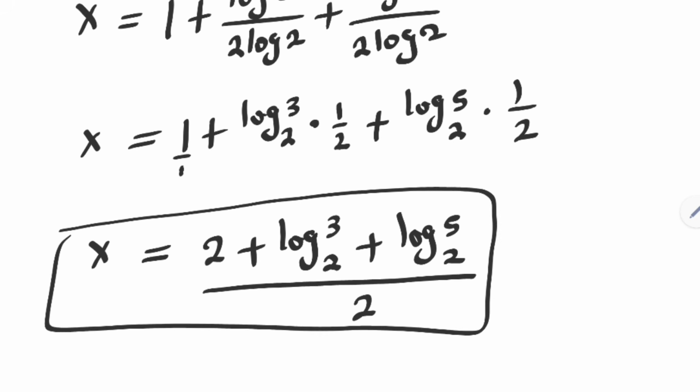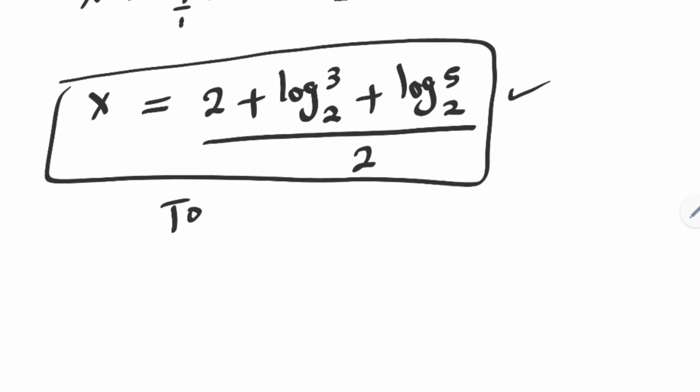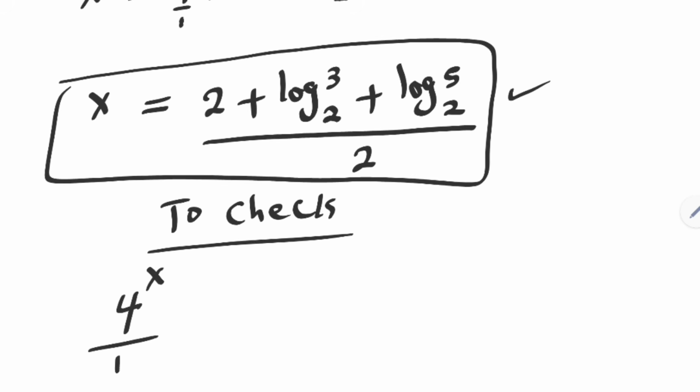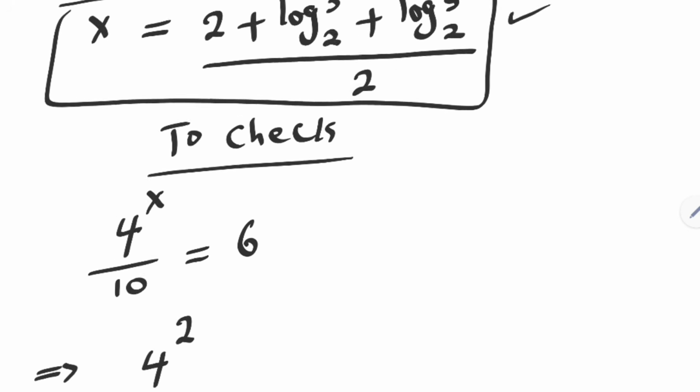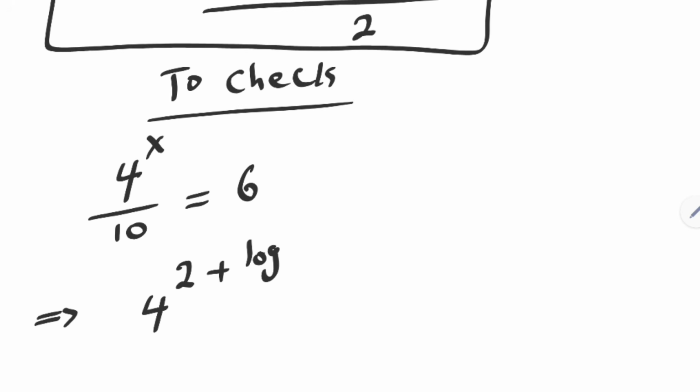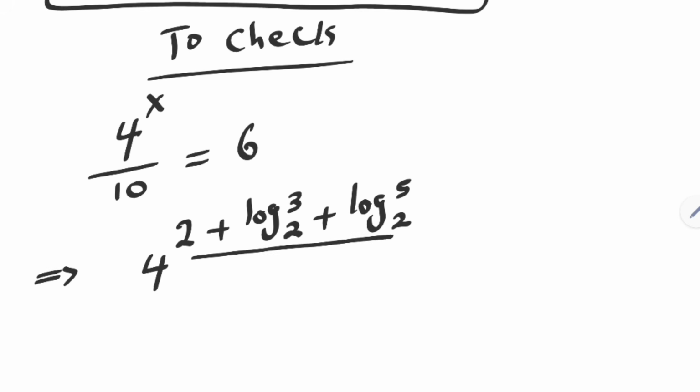We may check to confirm if this answer is right or wrong. Let's check. To check, the given equation is 4 raised to power x divided by 10 is equal to 6. 4 raised to power 2 plus log 3 base 2 plus log 5 base 2, divided by 2, must be equal to 6, and this is over 10.